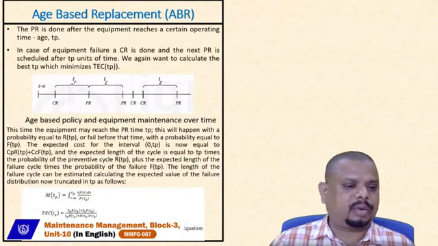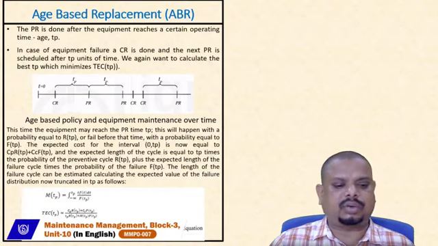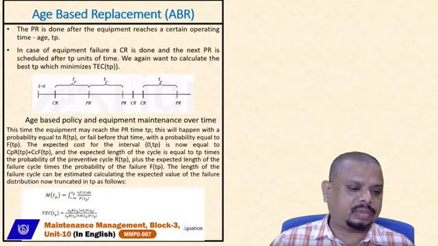Here the mathematical model for age-based replacement is TEC(TP) equals CP into R(TP) plus CC into F(TP), and again the whole divided by TP into R(TP) plus M(TP) into F(TP).